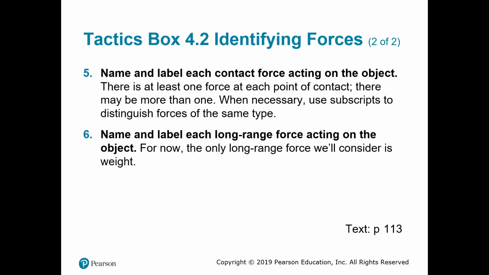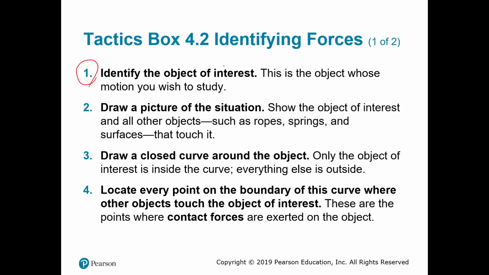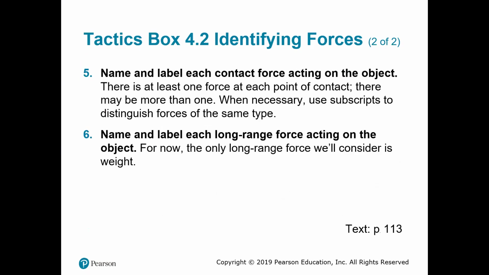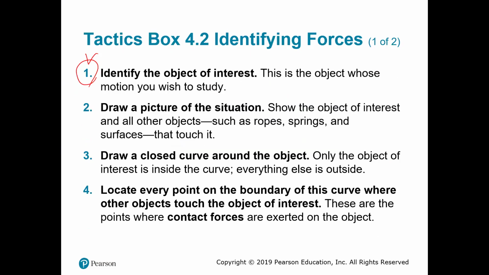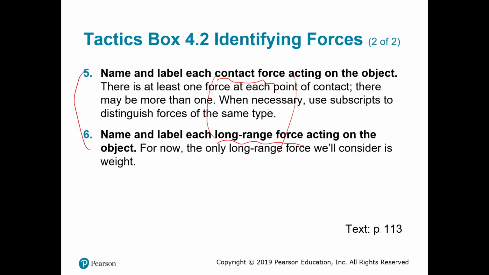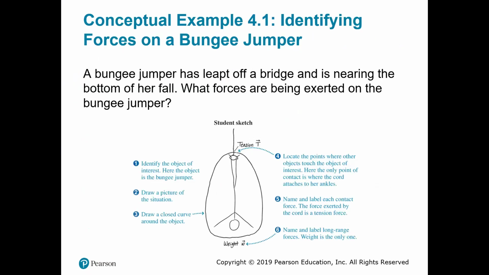And then, even though there are three steps, I would say this is your first step, identify the object. And the second step is to find all forces. Number 5 and 6 are actually finding contact force and finding long-range force, so I combine these two. In other words, find all forces acting on the object that you identified, the object you are interested in. Just two steps: identify the object and identify all forces acting on the object.